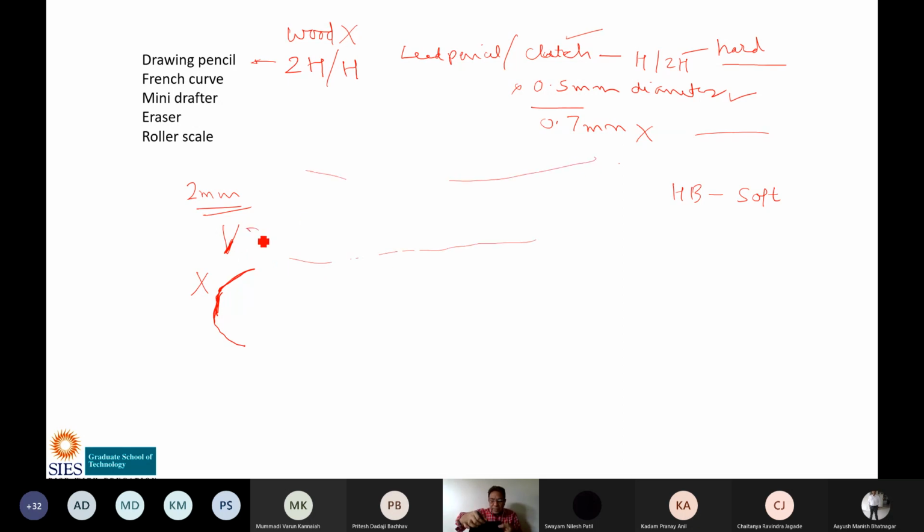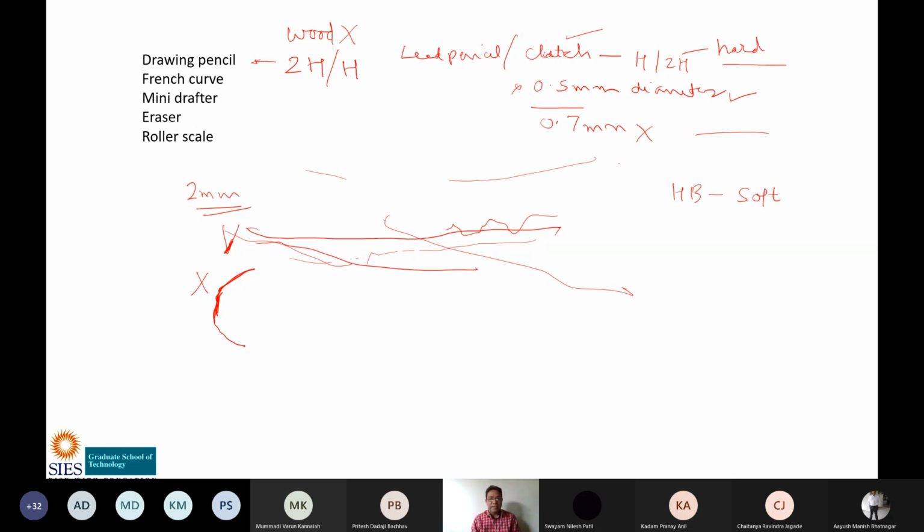If you apply force and draw, what will happen? You will get a thick line. And if you want to erase this line afterwards, what will happen? It will keep its impression on the paper, and that will make your drawing dirty. It will not look good. So initially you start like this, drawing with a light hand. Hold the pencil properly. I am holding it like this because I have to show it to you. So hold it properly and draw with a light hand. Don't apply more force on it. This is all about pencil.